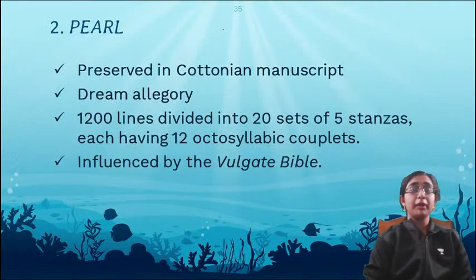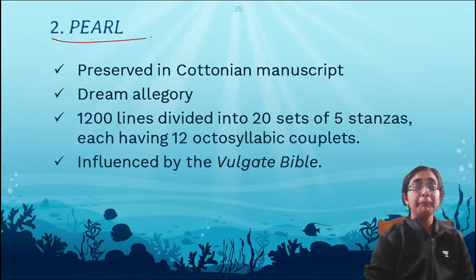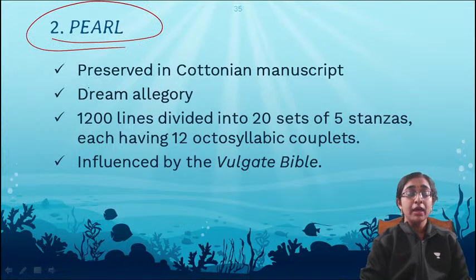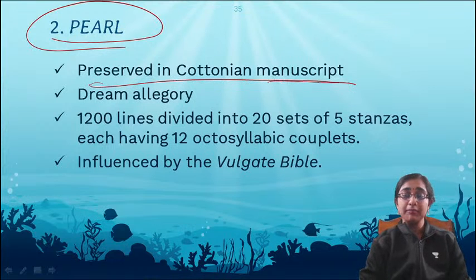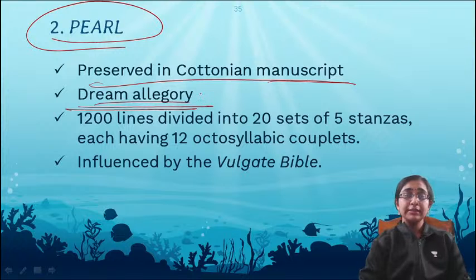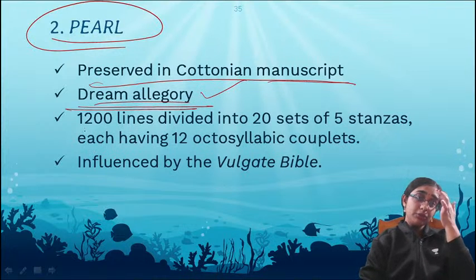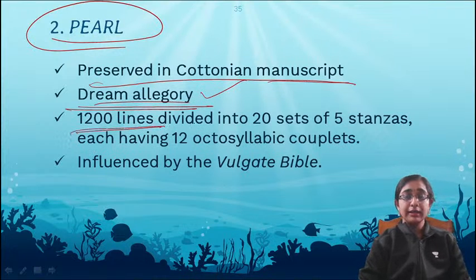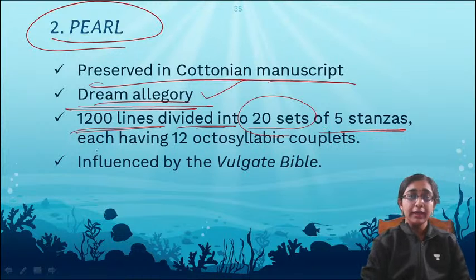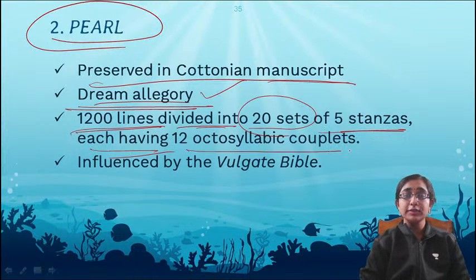Now, the next important poem, this is also a very important poem, Pearl. Pearl is the name of the poem. Pearl is also preserved in the Cottonian manuscript. It is a dream allegory. It's a dream allegory, with 1200 lines divided into 20 sets of 5 stanzas, each having 12 octosyllabic couplets.